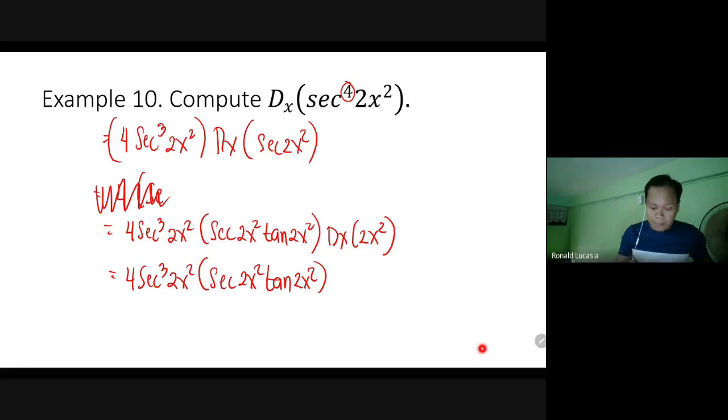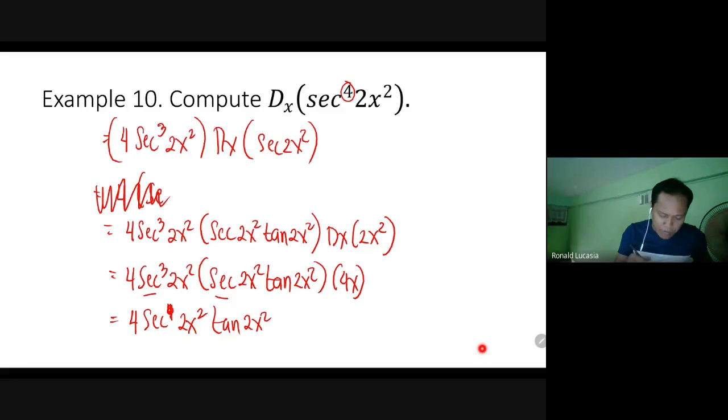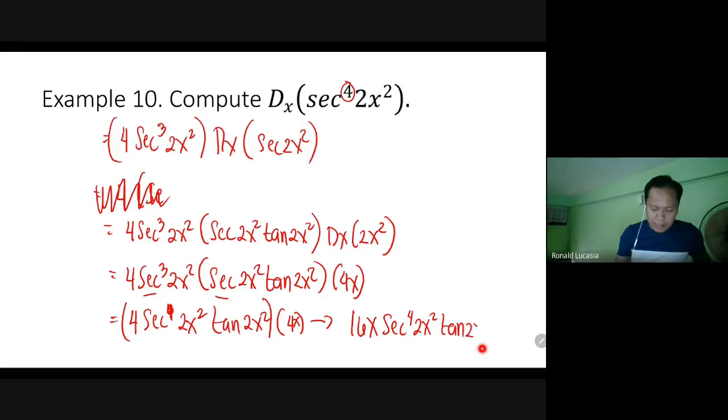The derivative of 2x squared is 4x. So you multiply it. Meron kang isang secant dito, meron kang tatlong secant dito. So that will be 4 secant to the fourth power, to the fourth power 2x squared. Huwag nyo pagpa-plus yung 2x squared kasi para yan siyang variable. And then tangent 2x squared multiplied by 4x. So, final answer will be 4x times 4. That is 16x secant to the fourth 2x squared tangent 2x squared.